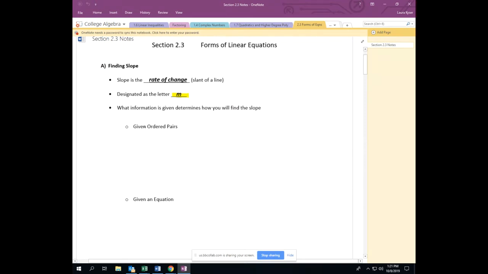So we're going to begin with if you're in a situation where you are given ordered pairs and you want to find the slope of the line that connects them. So we're going to start by just naming some generic ordered pairs, (x1, y1) and (x2, y2). Based on these two random ordered pairs, we can use what's called the slope formula to find our slope.